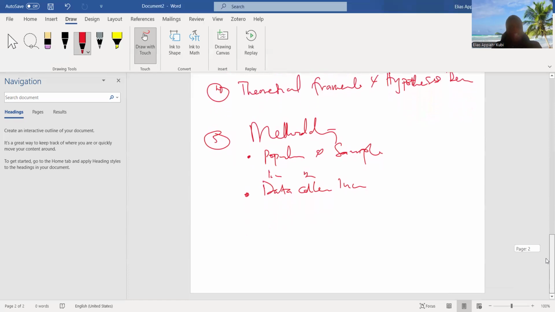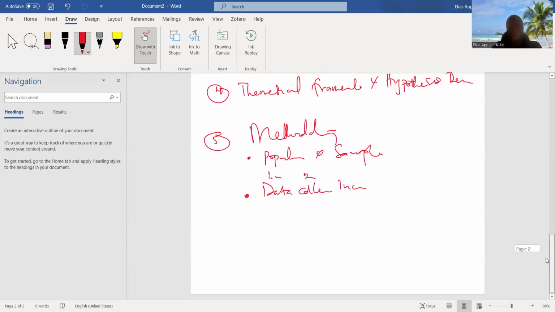So don't forget to tell us how the data was collected. Don't forget to tell us how it was developed. Don't forget to tell us where the measurement items were adapted. That makes the data collection instrument, okay?